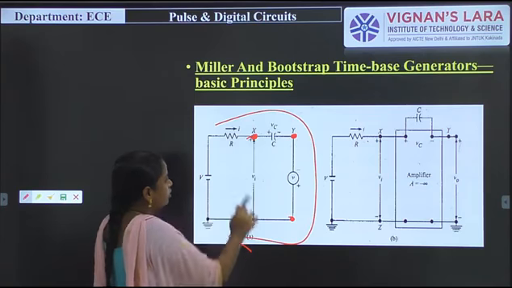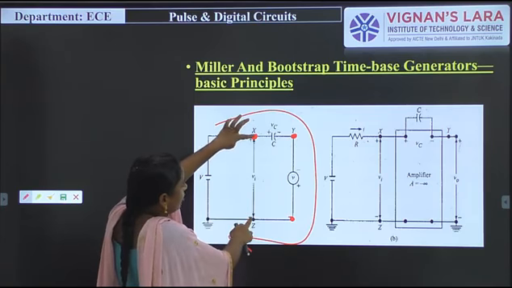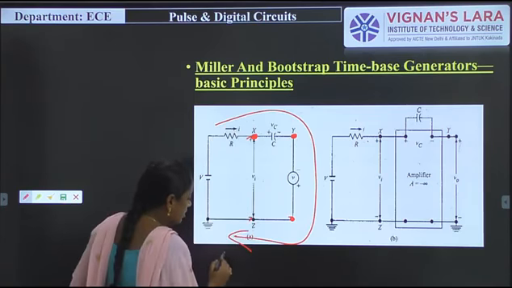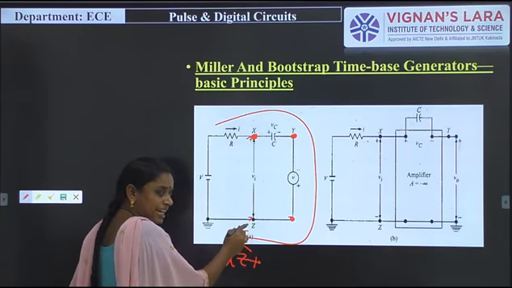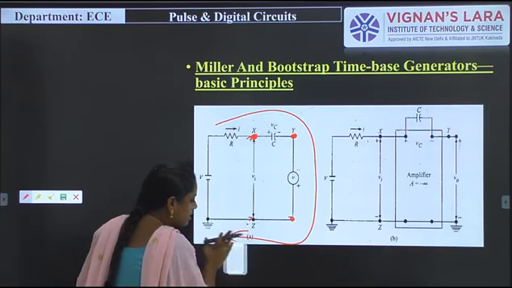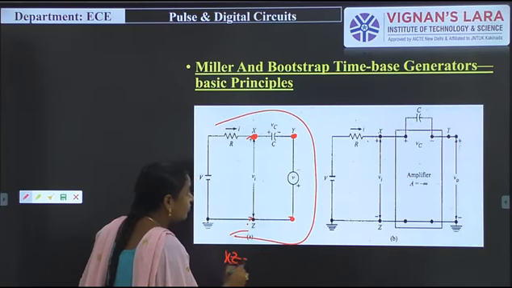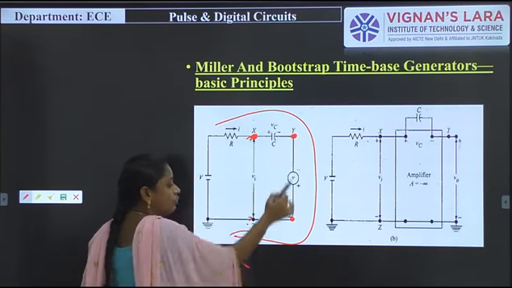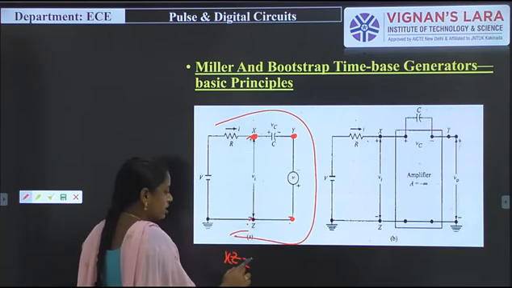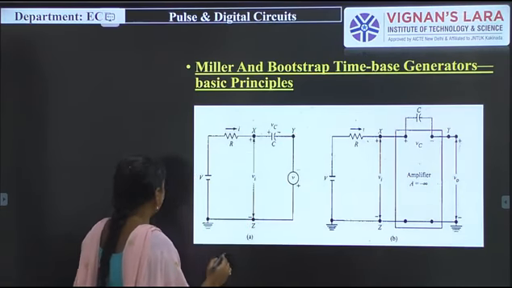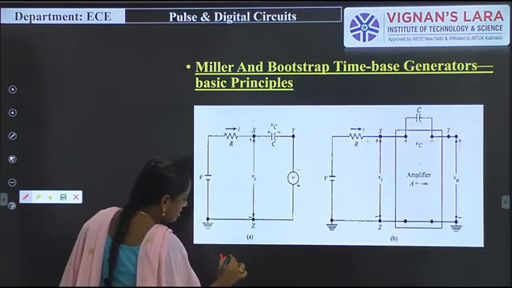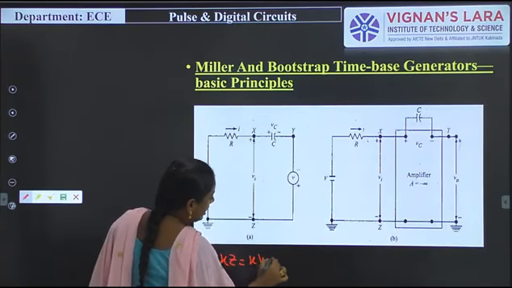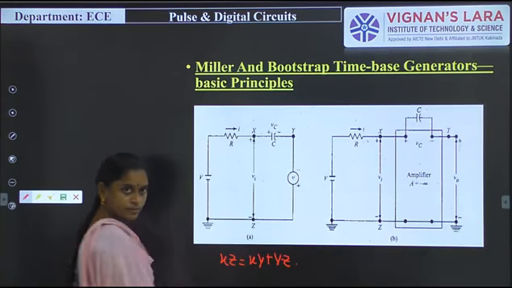The input we have to apply, that is VA, is applied in between X and Z. So what are the terminals of the XZ? Here I am simply connecting Z to the ground, and what XZ becomes is simply XZ equal to XY and YZ. So XZ is equal to XY plus YZ.